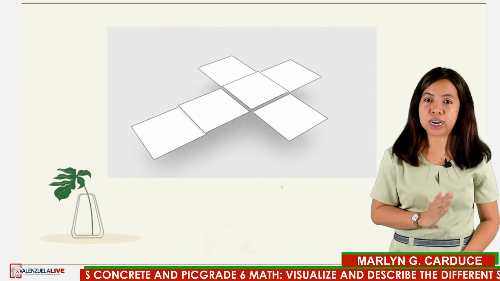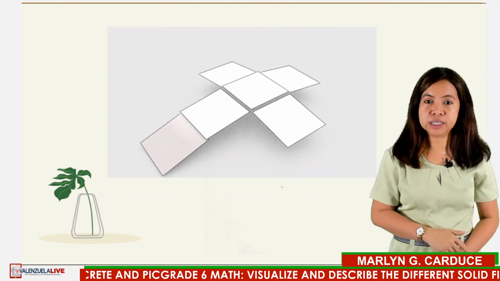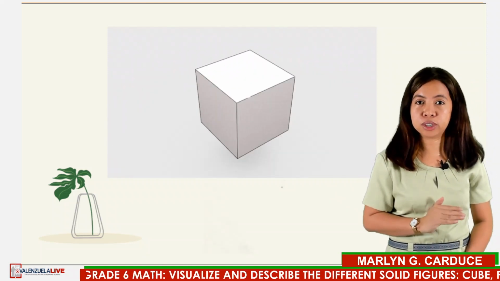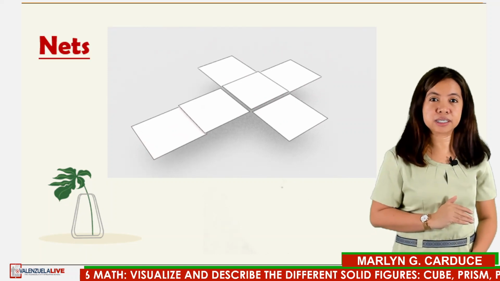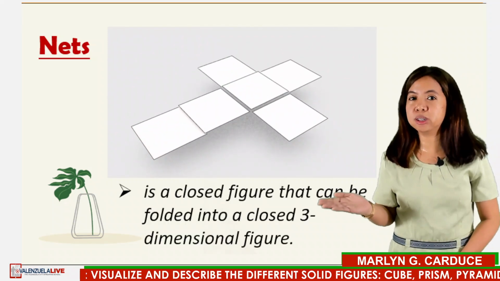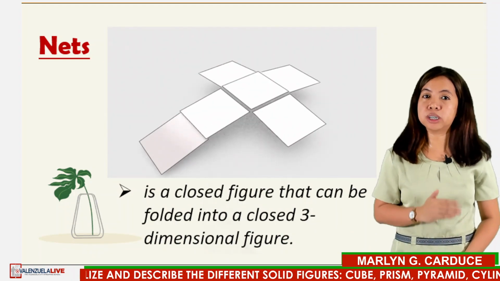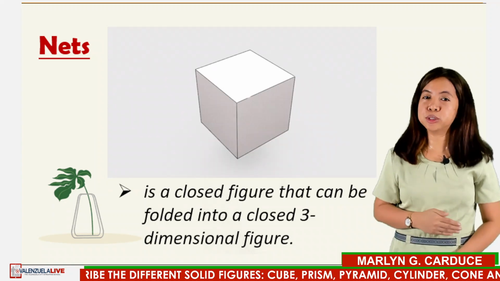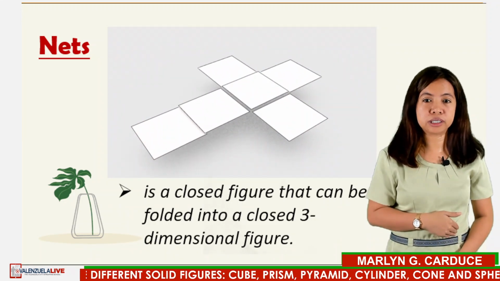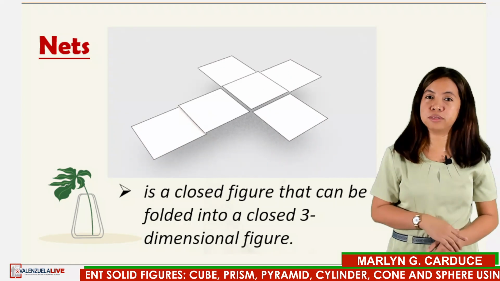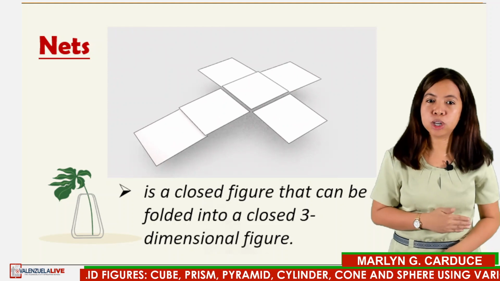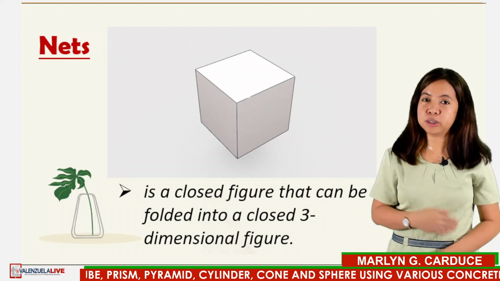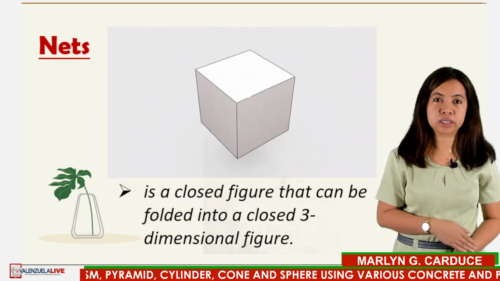a 3-dimensional closed figure. So a closed plane figure that can be folded into a closed 3-dimensional figure is called a net. So a net is a closed figure that can be folded into a closed 3-dimensional figure. So plane figures are used to show the nets of solid figures. So I have here some examples of nets and help me identify what solid figures can be formed out of these nets. So you can type your answer in the comment box.